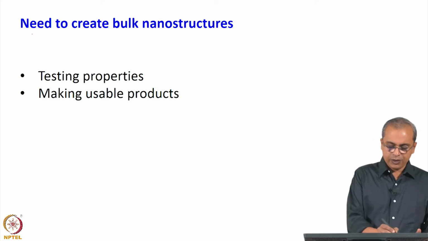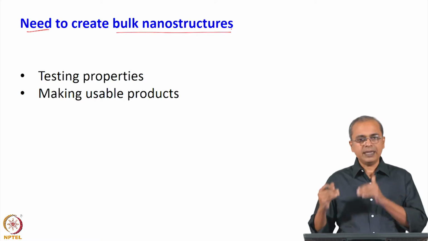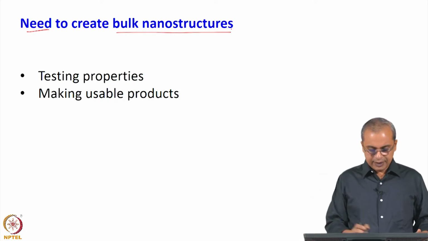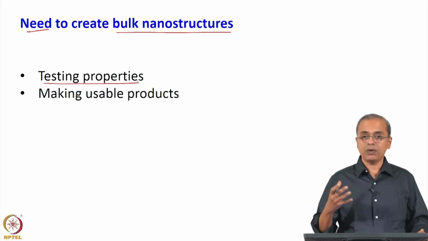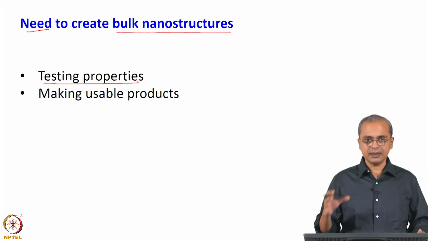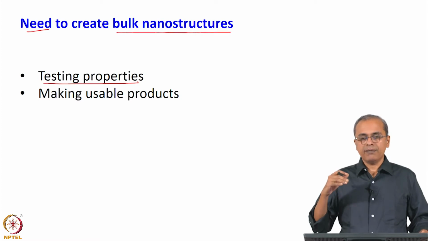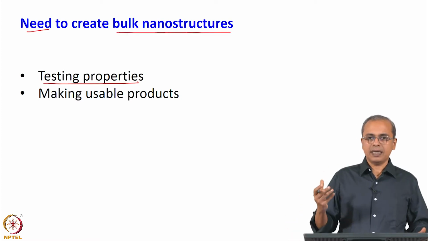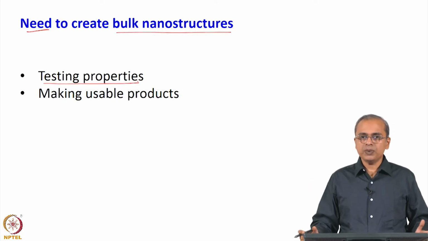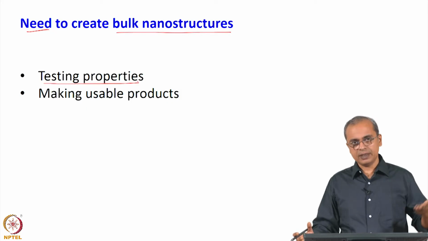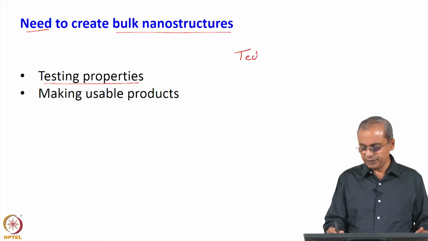Okay, so what is the need to create bulk nanostructures? Well, first thing is there is a scientific need and a technological need. So, this is the scientific need. Often we want to do material synthesis and processing, and then we want to look at the properties of the material. We have many techniques that are readily available which help us study properties of materials. The only issue is that those techniques have evolved over the years and they have typically been used for bulk samples.